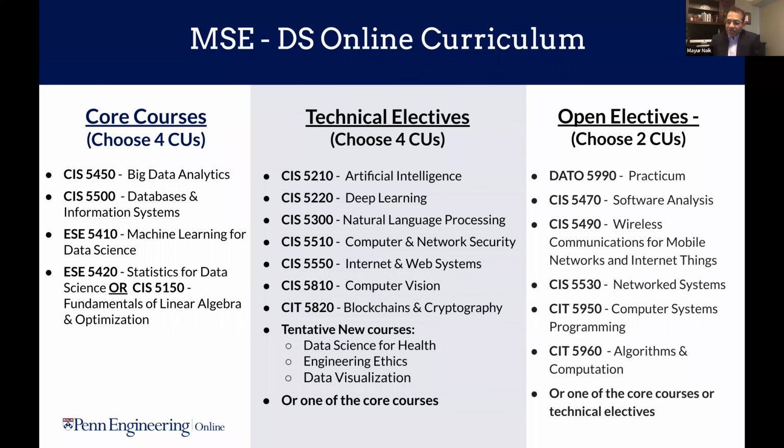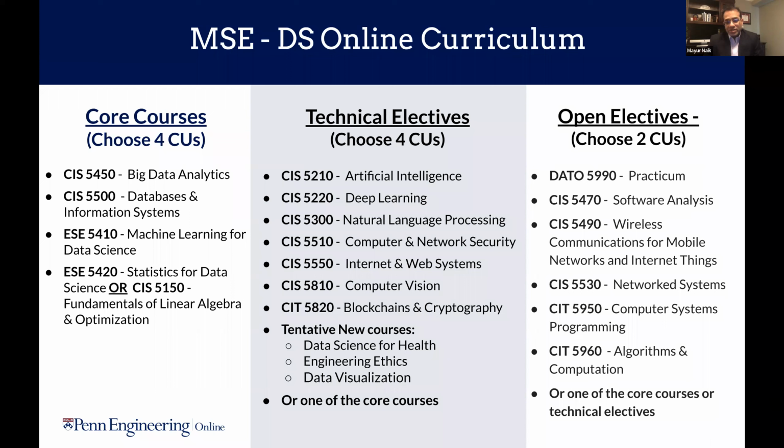Moving on to technical electives, you can choose 4 out of an ever-growing list that you see here. These include topics like artificial intelligence, deep learning, natural language processing, computer vision, computer security, internet and web systems, and blockchains and cryptography. And we keep adding new courses. In particular, we expect to have data science for healthcare, which is emerging as a massive application area in recent times, but also engineering ethics and data visualization.